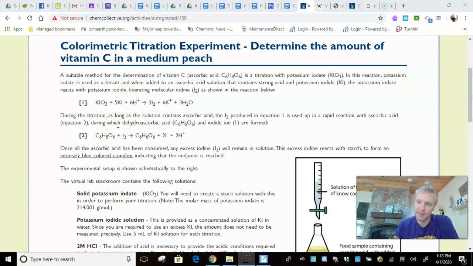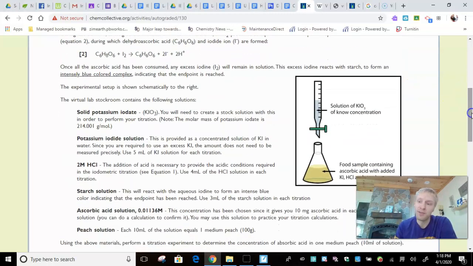You need some catalyst, hydrochloric acid, 2 molar. The other thing is some starch. It's always tricky making the correct starch solution, but when it's virtual online, it's right every single time, which is one nice part about it.